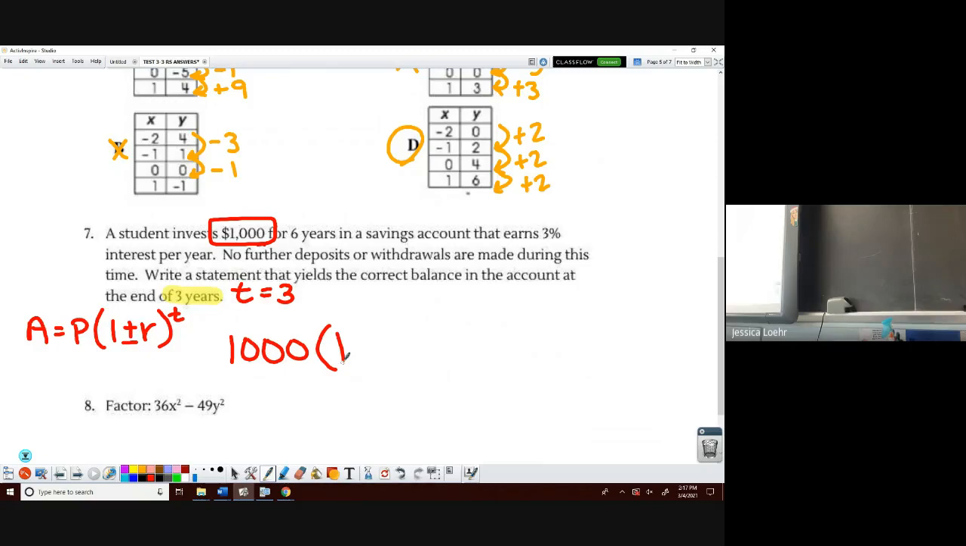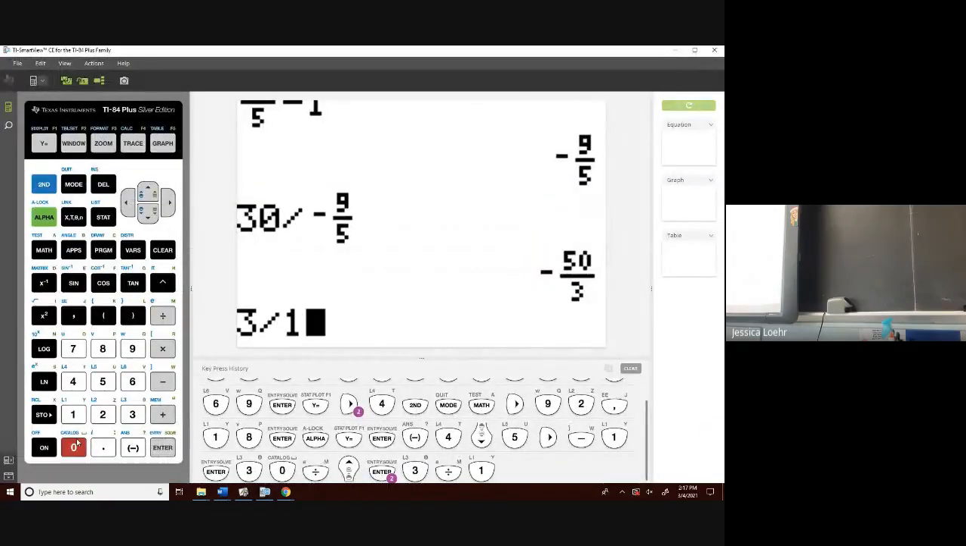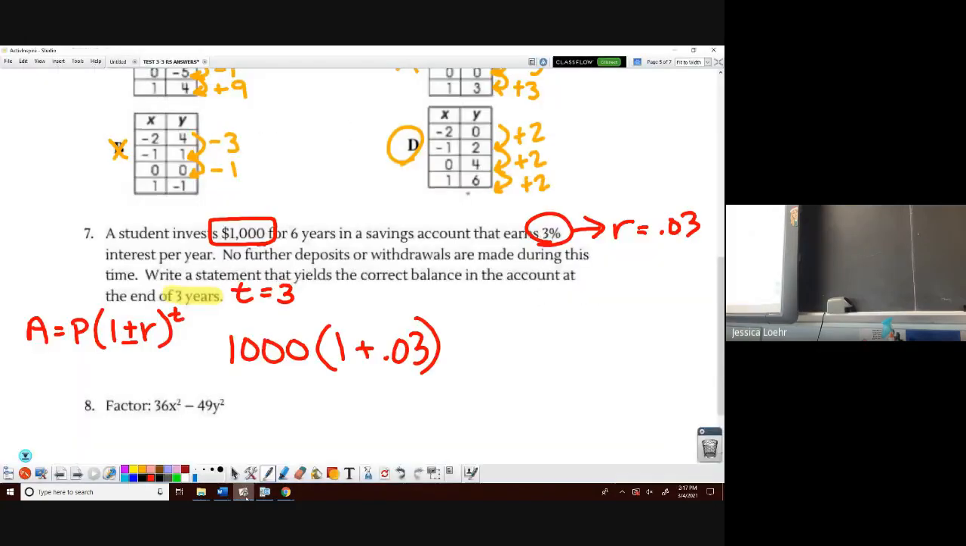Then you have to decide, am I increasing or am I decreasing? I'm earning interest. When I'm earning interest, my amount is going up. So I'm adding, and then it's 3%. Who can tell me what 3% is as a decimal? 0.03. Good, Irene. 0.03 is my R. Do you move it twice to the left? Yep, twice to the left, or just plug it in the calculator and divide it by 100. Whatever the percent is. 0.03. And then T is your time, your exponent.